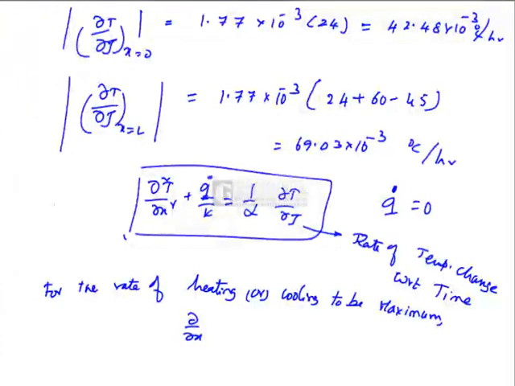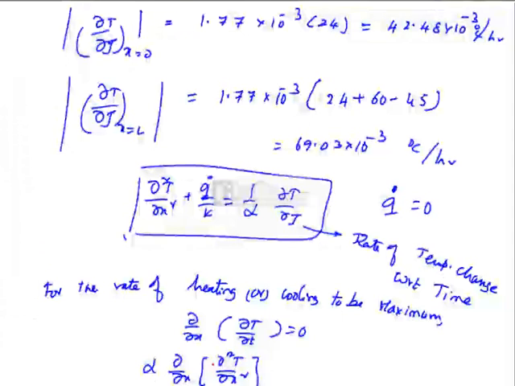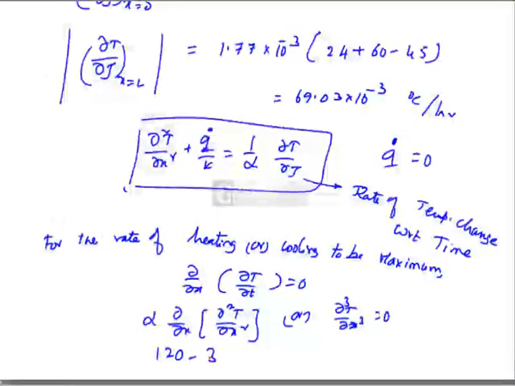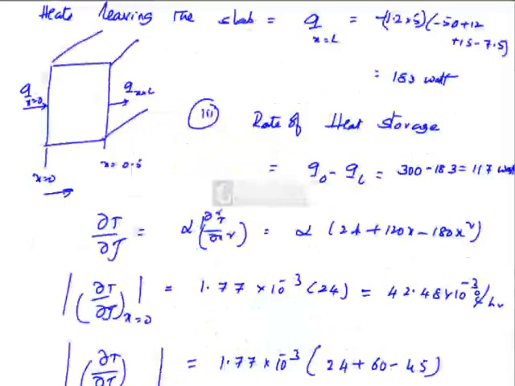maximum, ∂/∂x of ∂T/∂τ is equal to 0. I can write small t or capital tau for time. It becomes alpha into ∂/∂x of ∂²T/∂x², or ∂³T/∂x³ is 0. That is 120 minus 360x equals 0, which implies x = 0.33 meters. That is, at a distance of x = 0.33 meters, we get the location where the rate of heating or cooling of the slab is a maximum.